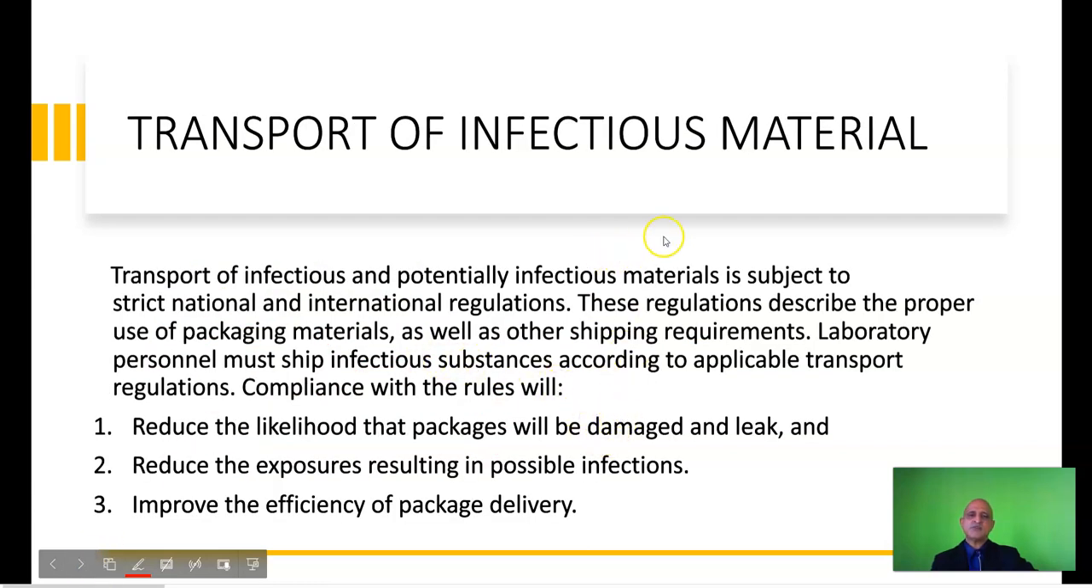Okay, the transport of infectious material is one of the cases in point in which you may be required to transport your biological agent from your facility to another state, national or regional, or maybe even a global facility, because you do not have the requisite resources to manage that biological agent in your setting. In that case, one has to resort to transport protocols.